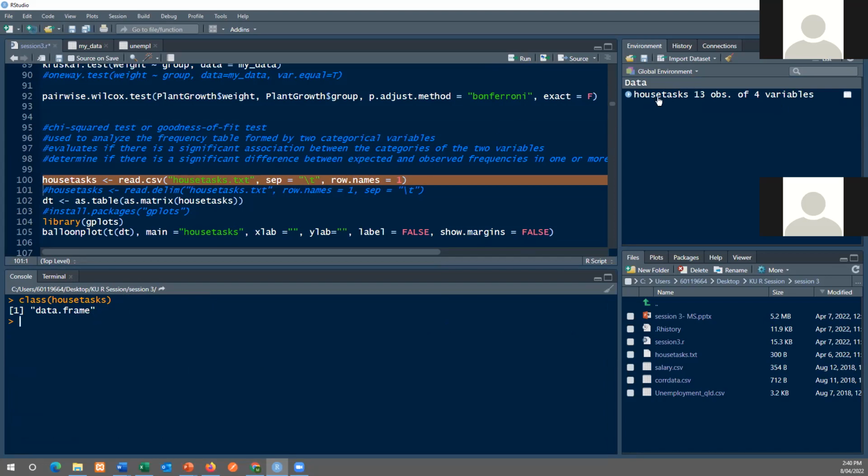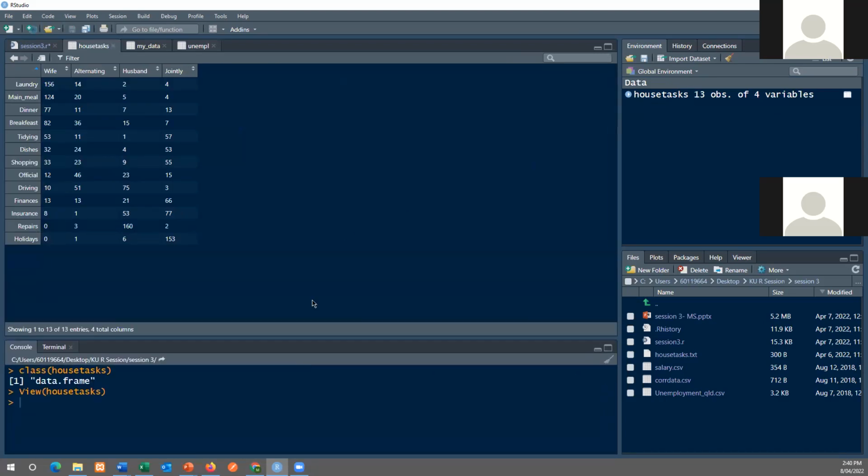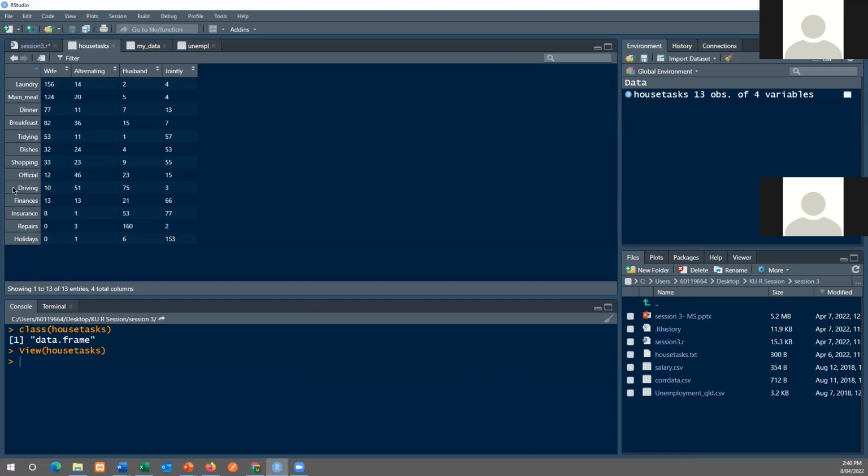Now let's have a look at what is in the data and what it is about, okay? This is actually all categorical data. Look and see, we have categories here and categories here, and these are actually nothing but the counts, okay? Imagine this is coming from a domestic survey. Between husband and wife, there are different chores, different works, like shared work, like laundry, main meal preparation, dinner, breakfast, tidying up, dishes, shopping, official, driving, finances, insurance. These are the different responsibilities of doing things.